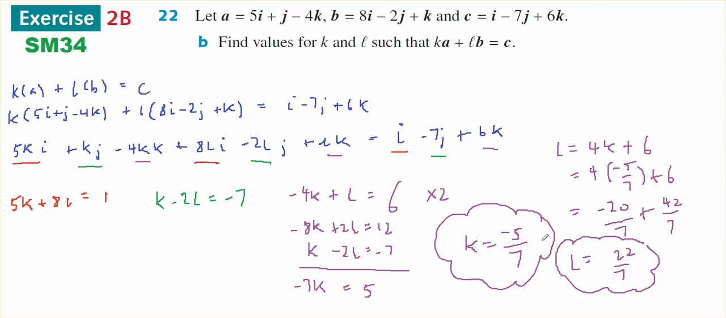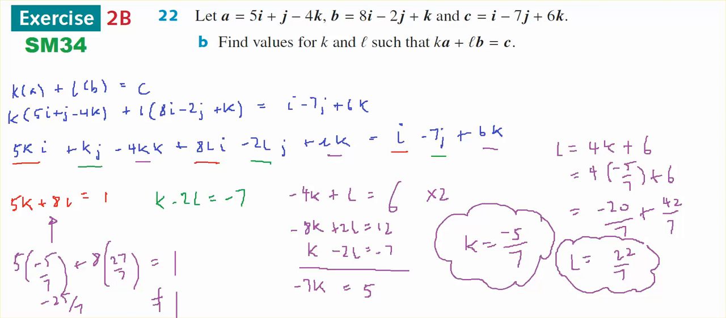If these three vectors are dependent, then that will satisfy this equation. So 5 times minus 5 on 7 plus 8 times 22 on 7's got to equal 1. Minus 25 on 7 plus 8 times 22 on 7 does not equal 1.